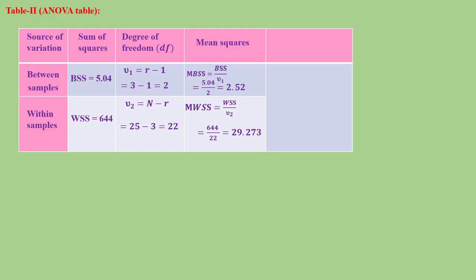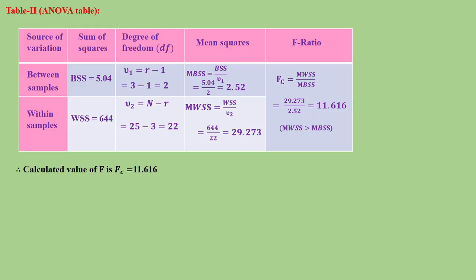Here MWSS is more than MBSS. So when you are writing the F formula, first write MWSS in the numerator and MBSS in the denominator. Next F ratio, Fc is equal to MWSS by MBSS, because MWSS is more than MBSS. So 29.273 by 2.52, that is equal to 11.616. So calculated value is 11.616.